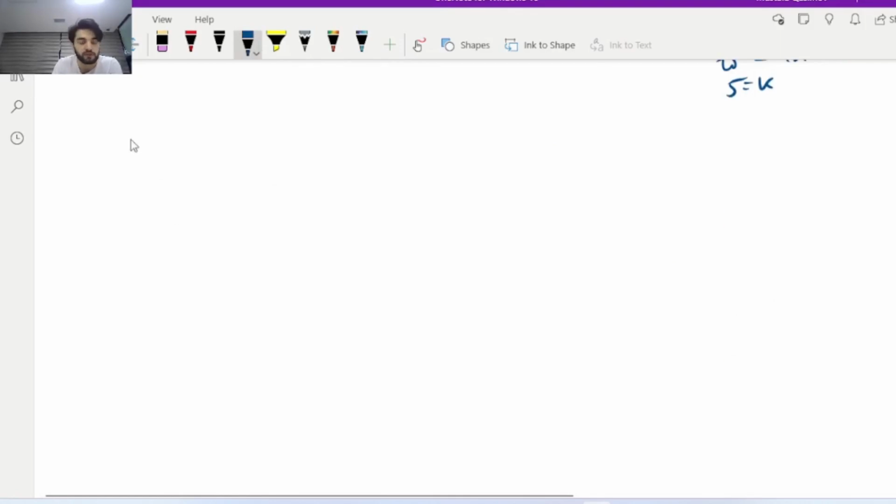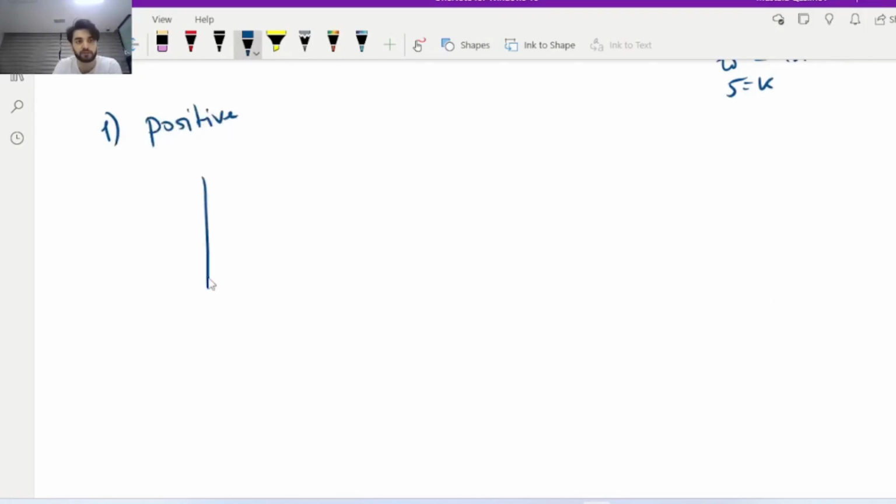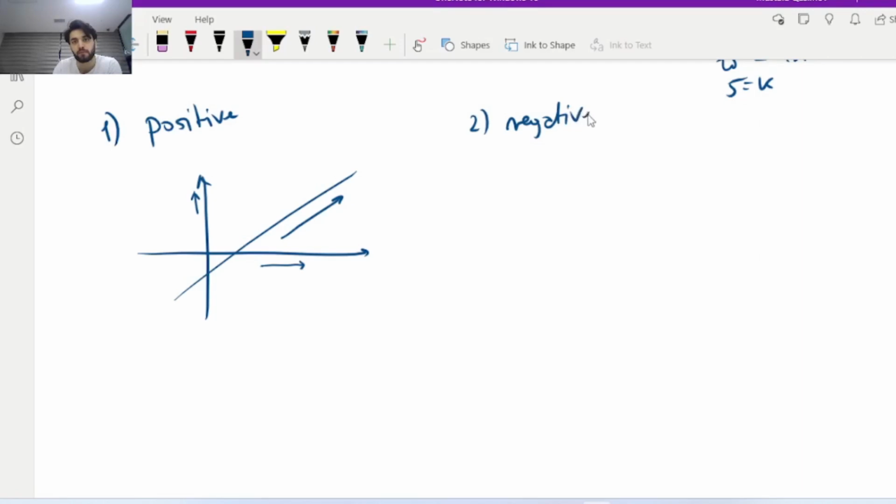Let's look at the kinds of slope. The first one is positive. When it's positive, it means that when we increase x, y has to increase. So it has to go up, from left to right, it has to go up. The second one is negative. For negative, it is the reverse of the first one, the positive one. It has to go down.